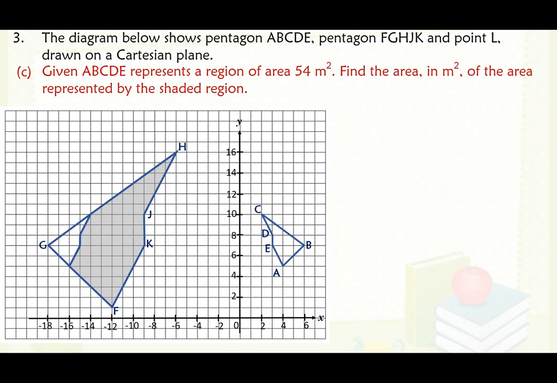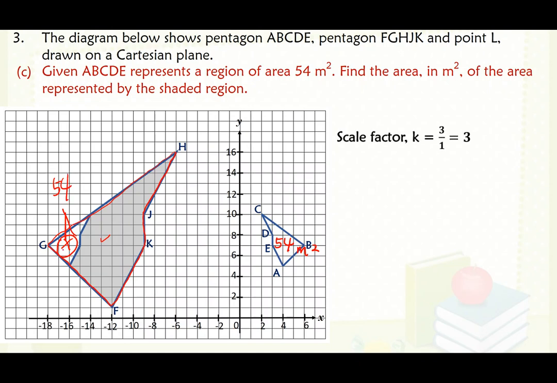C. Given A, B, C, D, E represent a area of 54. This one is 54 meters square. Find the area in meters square of the area represented by the shaded region. I want to know. The big side, this one is the area of the image. If I want to find the shaded region, I need to minus this one. This is the 54, am I right? This is 54 because same with the object.